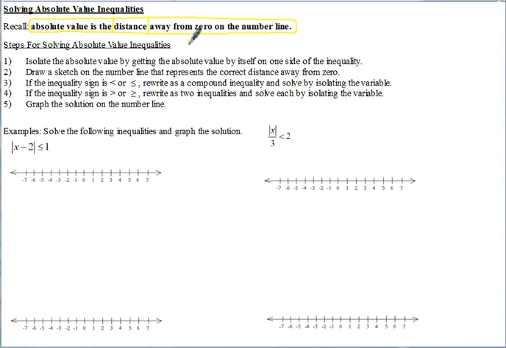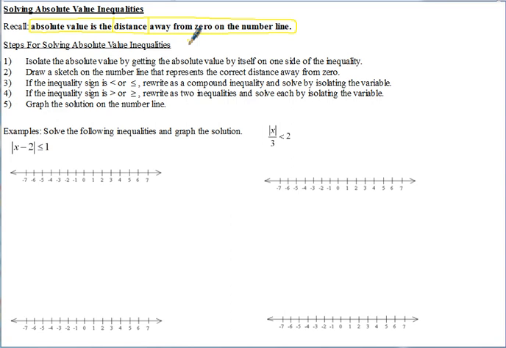So you can't say that I ran negative 5 miles. Even if I ran 5 miles running backwards, I still ran 5 miles, not negative 5 miles. So that's why absolute value is always positive. So let's look at the examples we've got here. I'm going to follow the steps I've written up here on the top of your notes. So it says solve the following inequalities and then graph the solution.